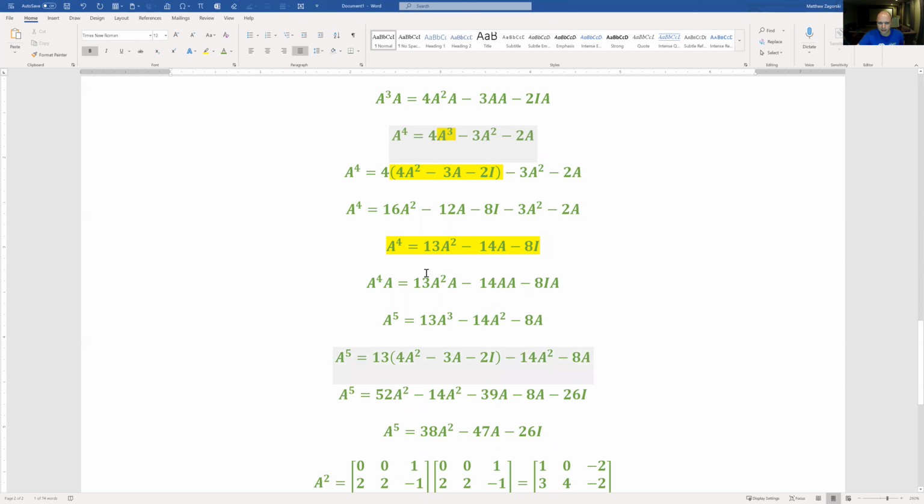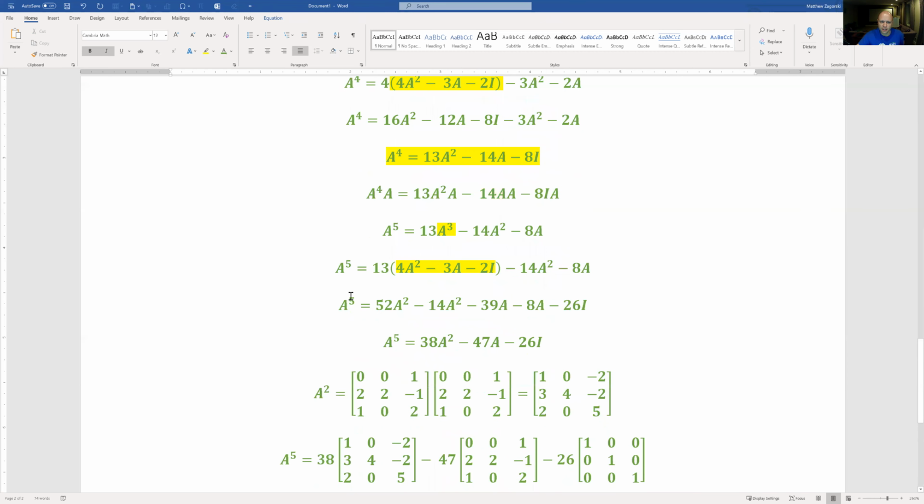So then we're going to make that substitution again for a cubed. And as you can tell, here we go. And then we're going to distribute out this 13 to each one of these terms in the parentheses. And then a to the 5th power is going to equal 52 times a squared minus 14 times a squared. And then kind of just combining the terms and making it nice and neat, we're going to get this right here.